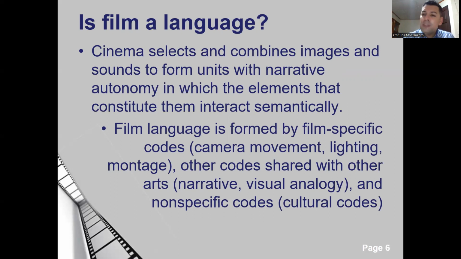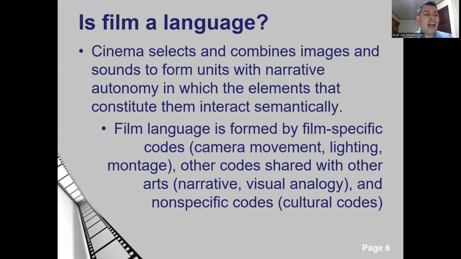Some of those codes are film specific, that is, they are used by film and no other form of art, like camera movement, lighting, and montage. Other codes are shared with other arts, like narrative. The narration in a film is a code that is shared with literature, obviously. Or visual analogies, like using colors to communicate something else, or using shades put together or opposite. Those visual analogies are also codes that are used in plastic arts, like in painting and sculpture, but also in film. And there are codes that are not specific, but are also very important, like cultural codes.